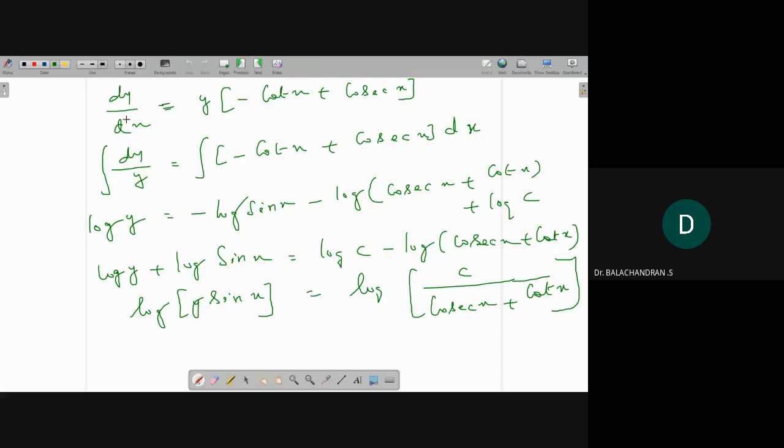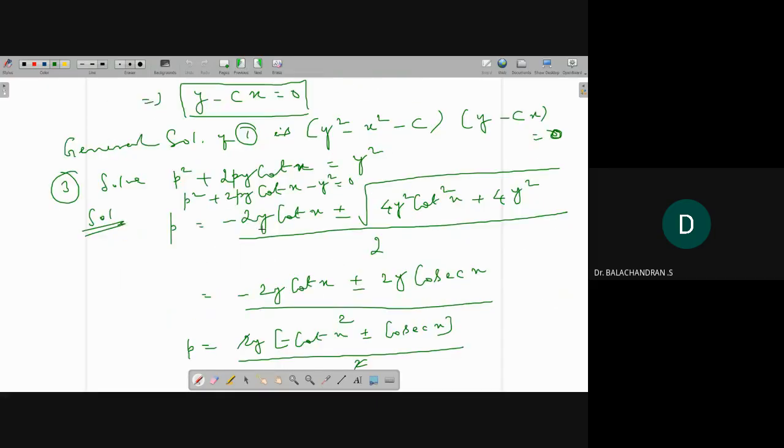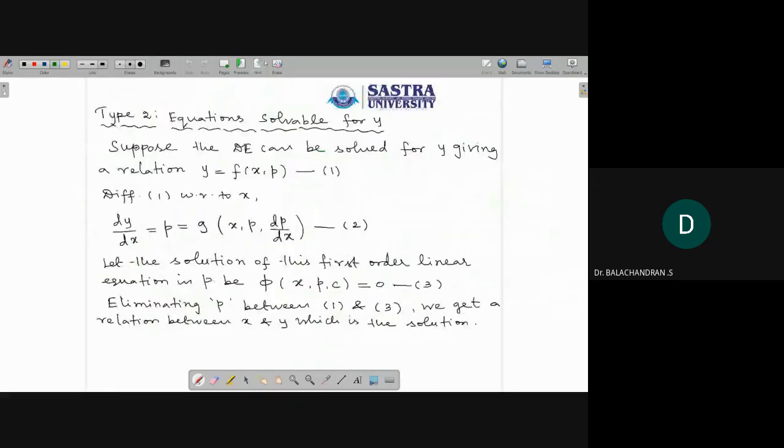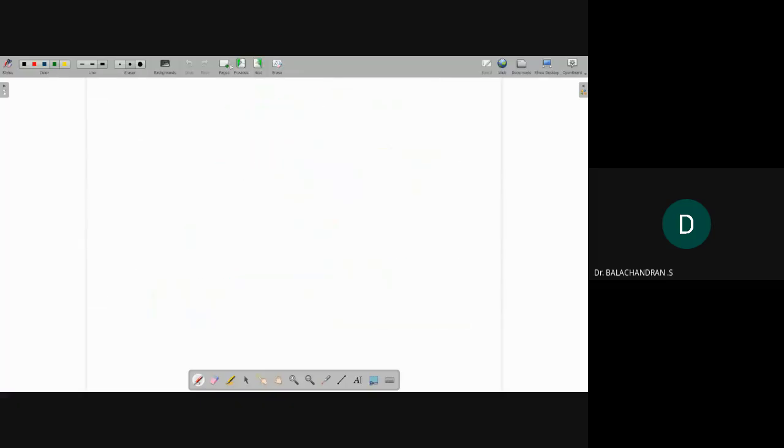dy by dx equal to y into minus cot x minus cosecant x. So I will write directly dy by dx is equal to y into minus cot x. Instead of plus, here we have minus. That is the only difference.